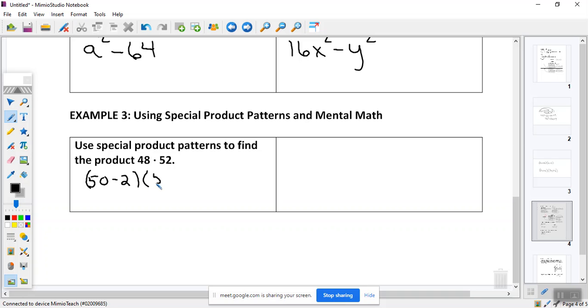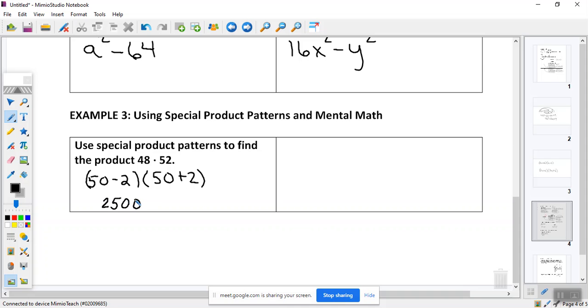Holy smokes, you guys. Check this out. If I wanted to know what 48 times 52 was and thought about it mentally, let's suppose you were on Who Wants to Be a Millionaire, and you had to do this mentally in your head. And they gave you 31.4 seconds to get a final answer. Watch this right here. Aren't the terms kind of the same, just the signs are opposite? Couldn't I do 50 squared minus 2 squared? What is 50 squared? 2,500, right?